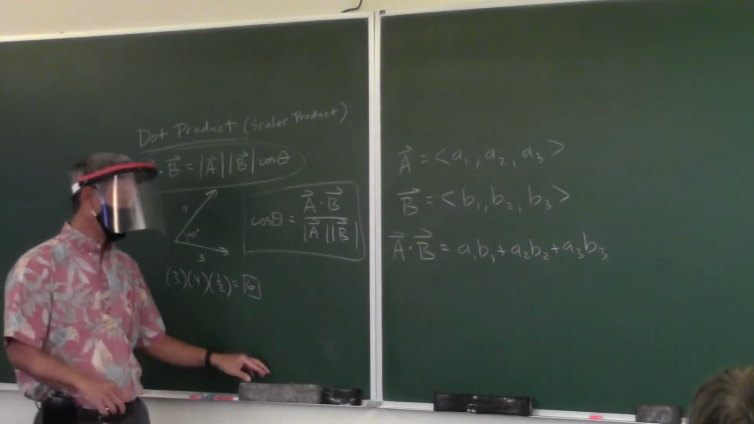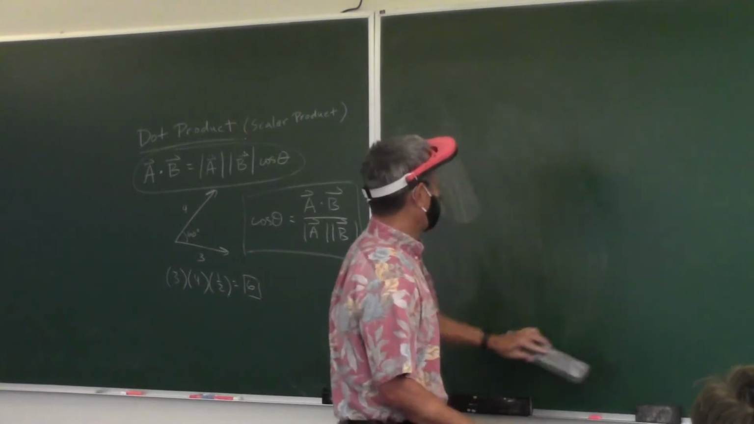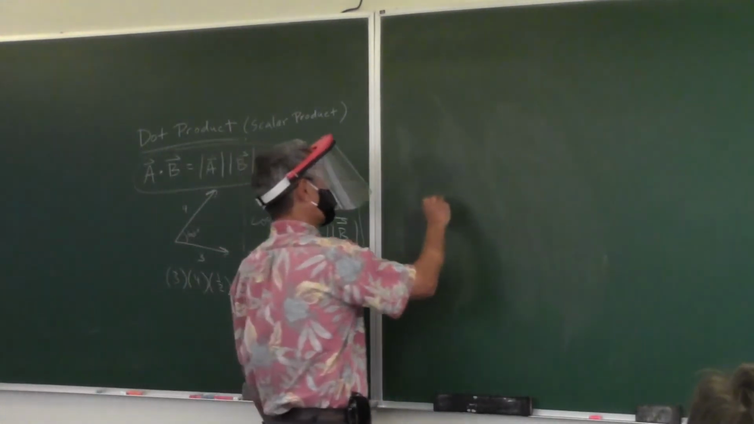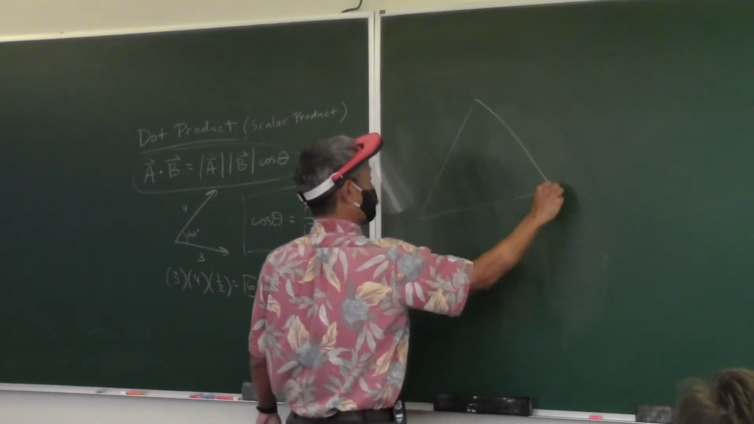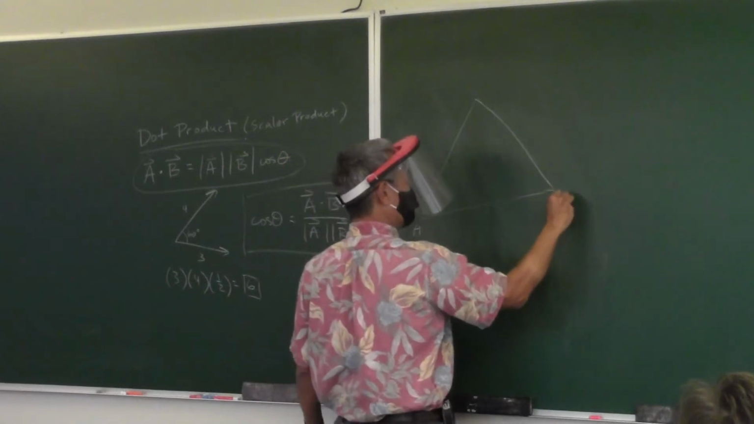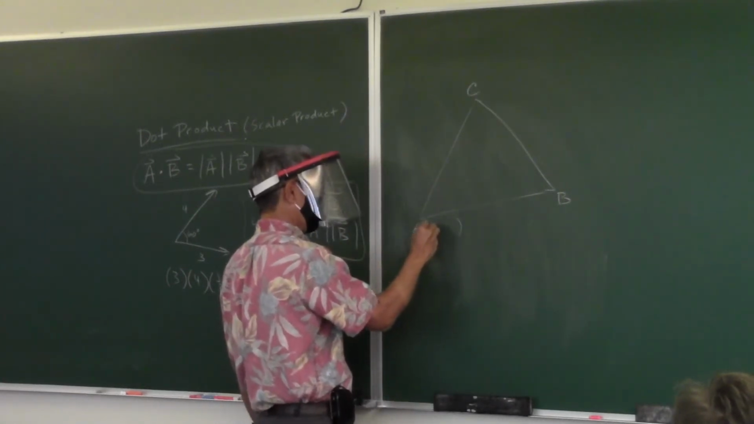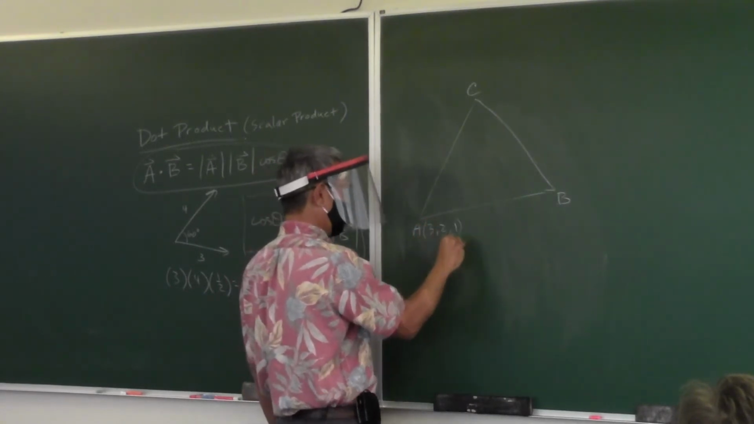Okay, now let me show you how to use it. So let's take a look at a 3-dimensional example. We're in 3 dimensions, but I'm just going to draw it in 2 dimensions. So let's say you have A, B, C. Give me some coordinates for A. How creative. 3, 2, 1 then.